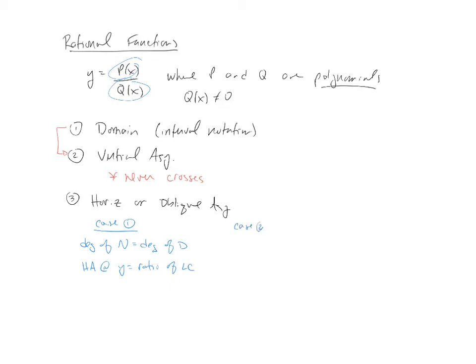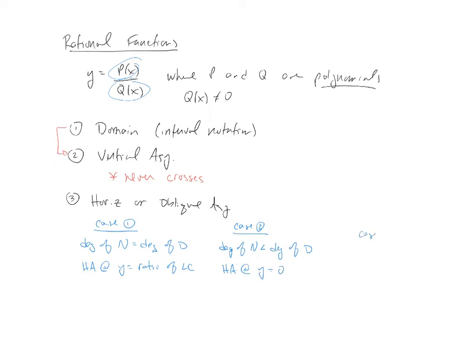Case 2, for the horizontal or oblique asymptote, we'll say the degree of the numerator is less than the degree of the denominator. So you've got a higher degree on bottom. If this is true, then we have a horizontal asymptote at y equals 0 every single time.